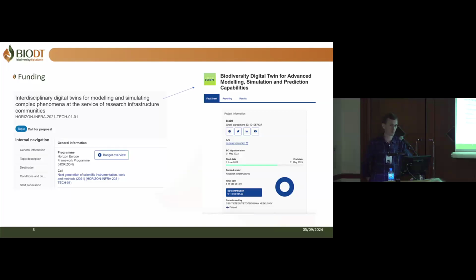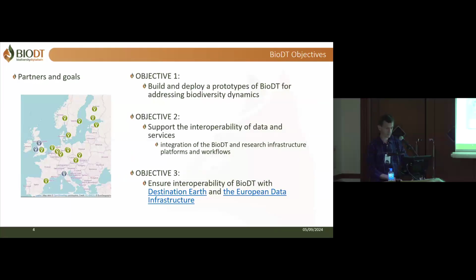I think it's very utopian, but my technology lover loves the idea because this allows us to test the limits of what we can do with the tech we have now. And I think if we see this prototyping project in that light, it becomes less disappointing or less provocative than it may look in the beginning. So, three objectives: deploy prototypes of biodiversity digital twin for addressing biodiversity dynamics.